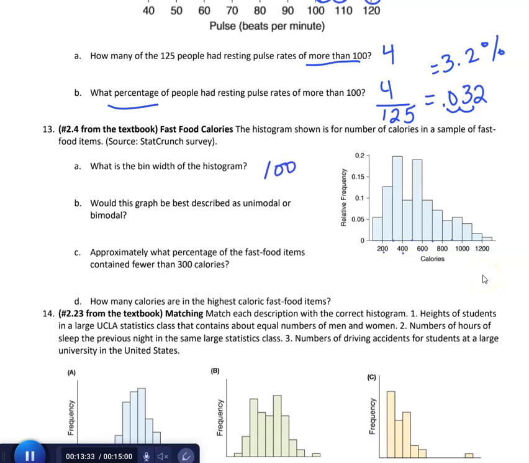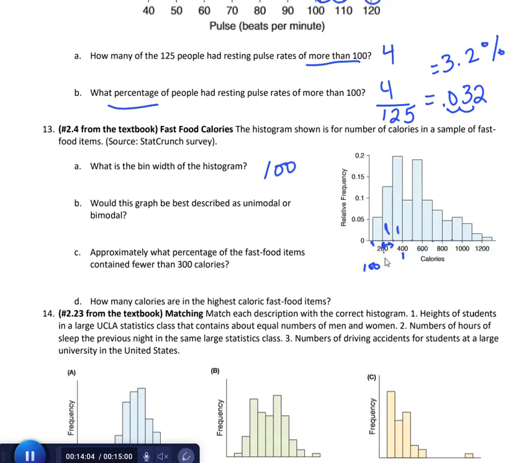And remember too that when you're talking about each bin, it's the number on the left endpoint up. So in other words, this first bin would start at 100 and go up to, I guess, like 199. The next bin, this group here, would be 200 up to, say, 299. And then, assuming we're not counting half calories or anything like that, the next bin would be 300 up to 399. So whatever number is at the left endpoint is where that bin starts.